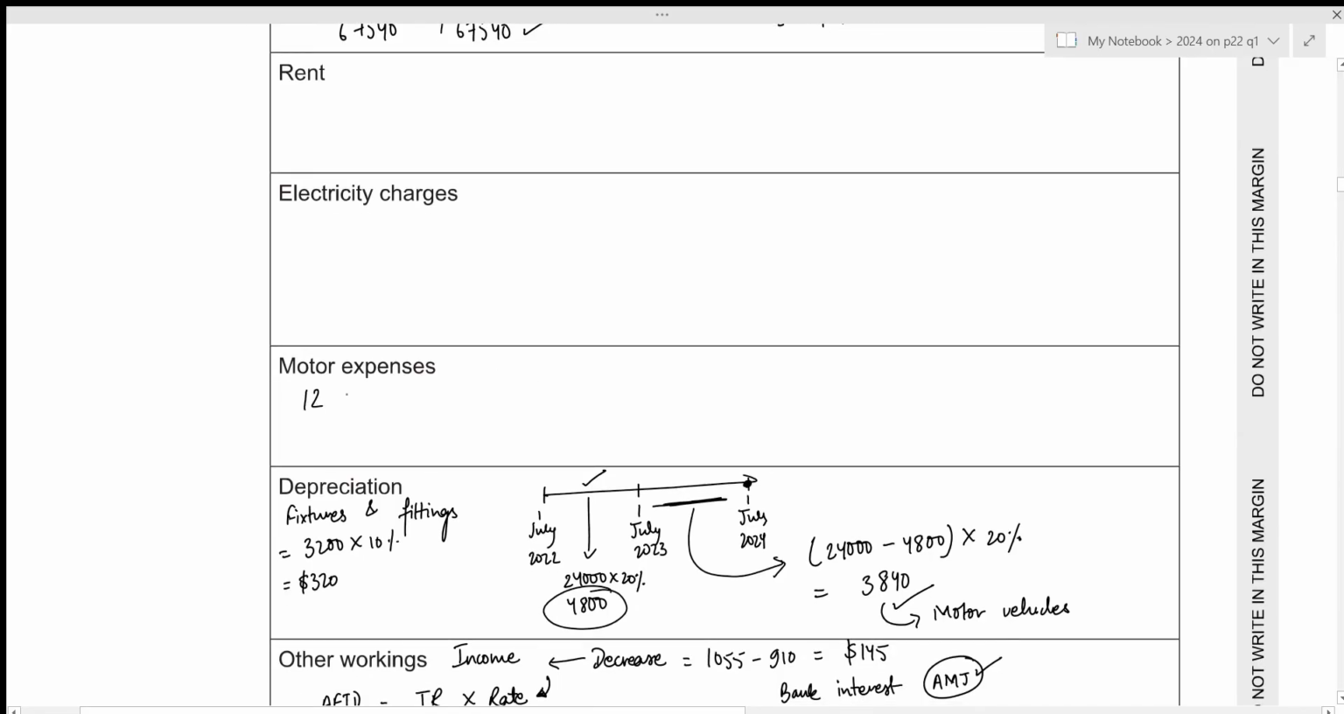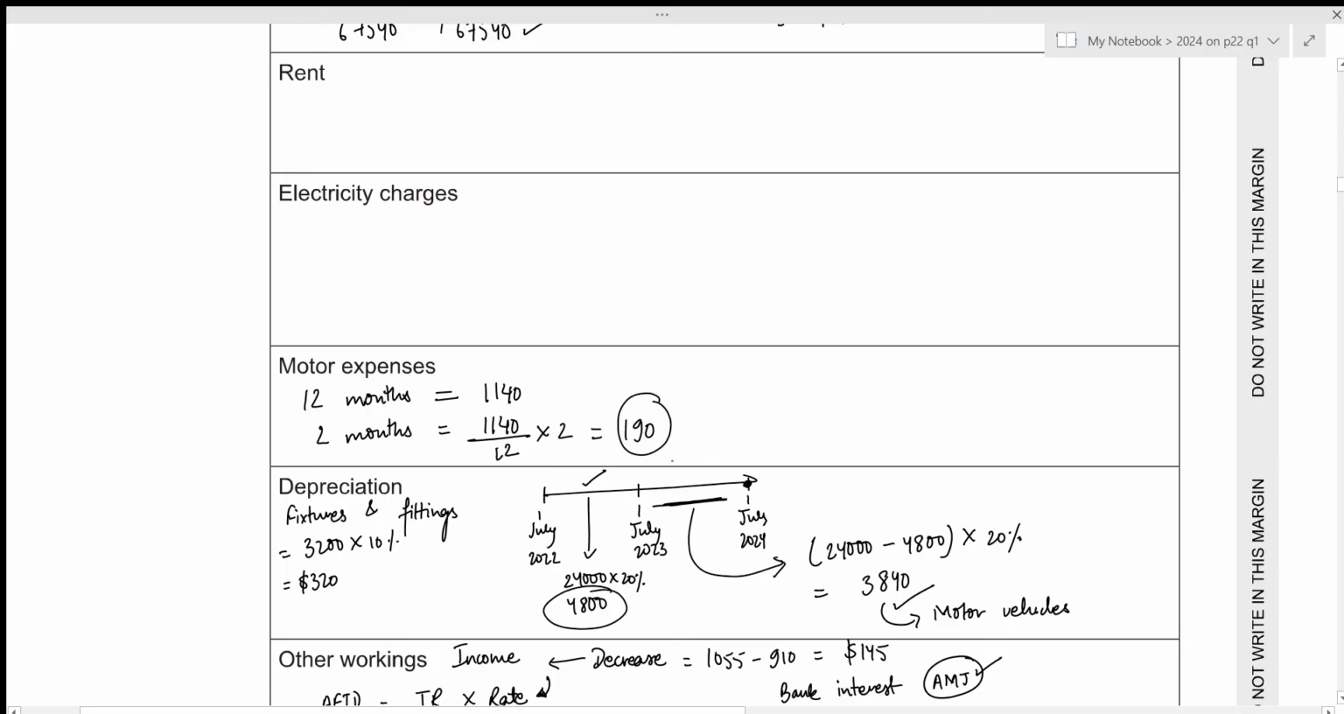So for 12 months, the amount is 1140. We need the amount for 2 months. That will be 1140 divided by 12 times 2. This is just the use of unitary method, which gives the amount of 190. And this 190 is the amount for the next financial year, which means that this should not be included in the current year's financial statement.